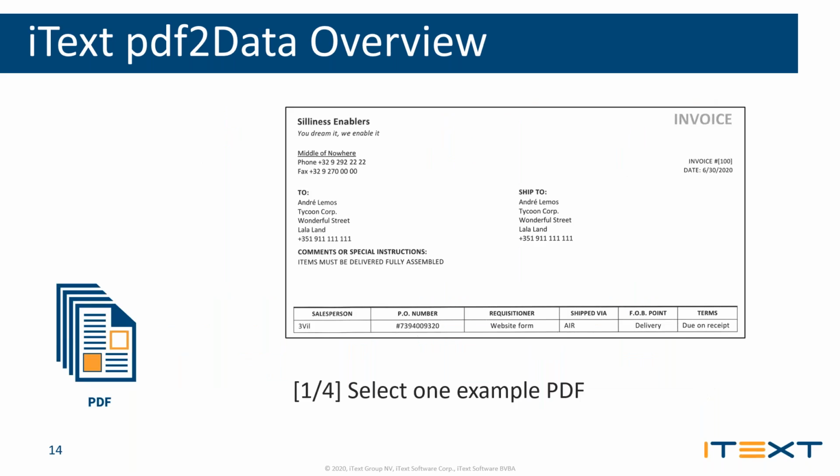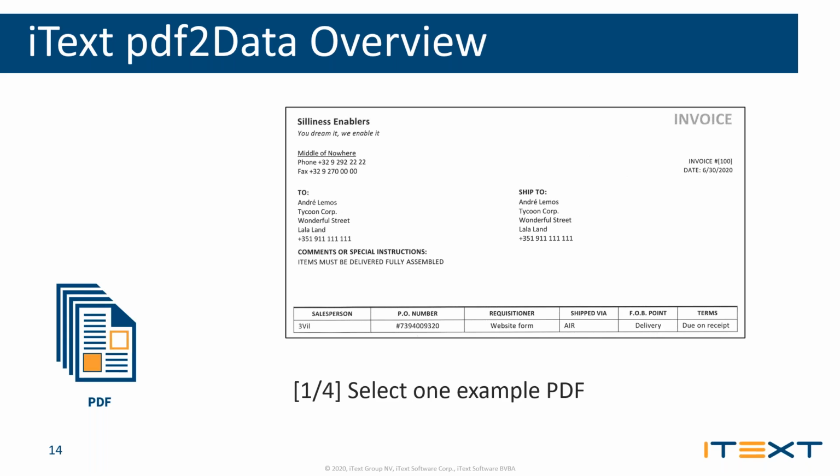So here's a quick overview of how pdf2Data works. You can see a quick screenshot of the document that we used in the PDF OCR presentation, and I will show you the resulting PDF. We will navigate a little bit around it. But the takeaway is that you first just need to choose one example PDF with data that you'd like to extract, which for our example will be the invoice that we used during the PDF OCR webinar.